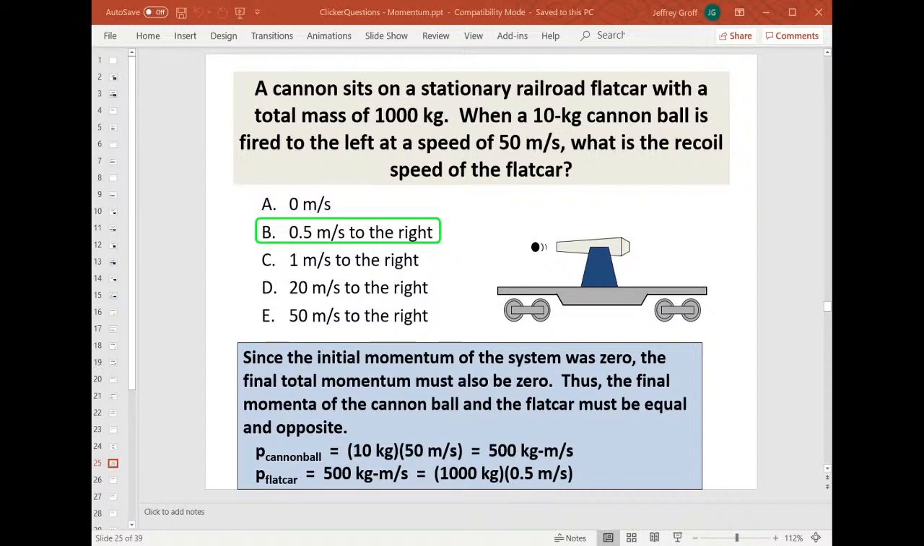Let's actually calculate some numbers here. I'll do it and tell you. So the flat car is going to have a kinetic energy equal to 1/2 times 1,000 kilograms times 0.5 meters per second squared. That's 125 joules. So after this cannon fires, the cannon will recoil with 125 joules of kinetic energy.